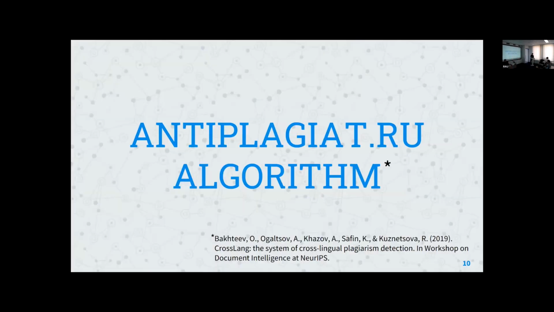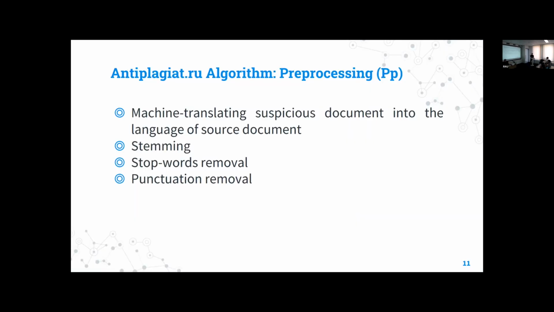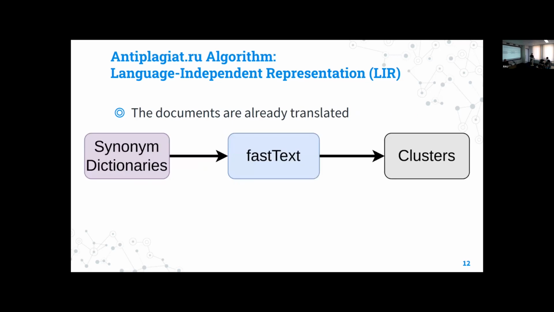So let's go to the anti-plagiarism algorithm. In the pre-processing step, the anti-plagiarism algorithm does machine translation of the suspicious documents, then stemming, stop words removal, and punctuation removal.